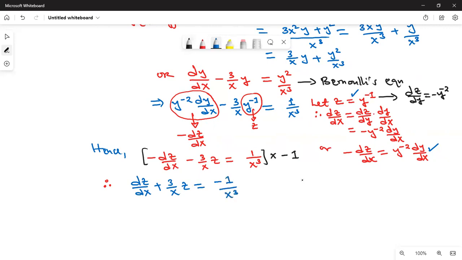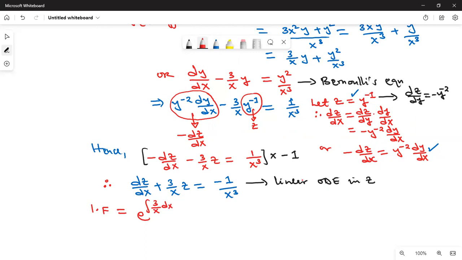This one is now linear. It is a linear ODE in the variable z as the dependent variable. So to solve a linear ODE, you need to find the integrating factor. So in this case, our integrating factor is equal to the exponential of the integral of 3 over x dx. You integrate the coefficient of z.